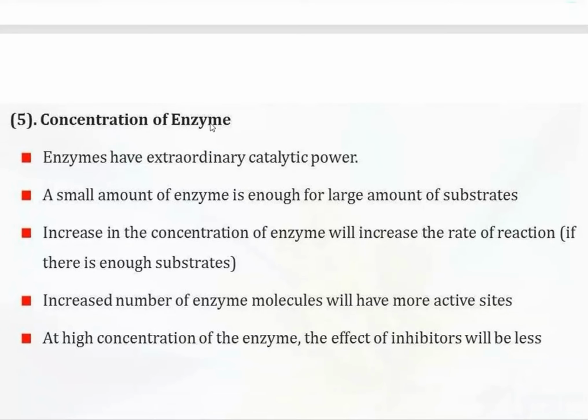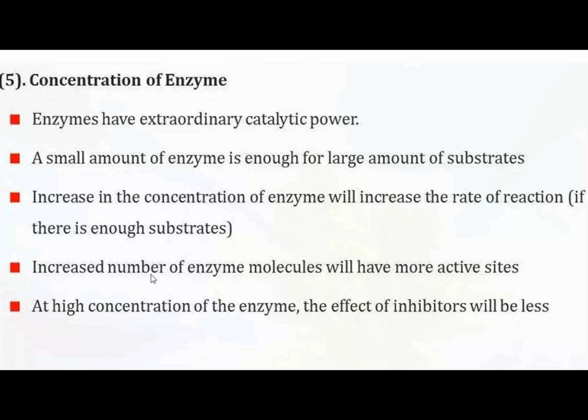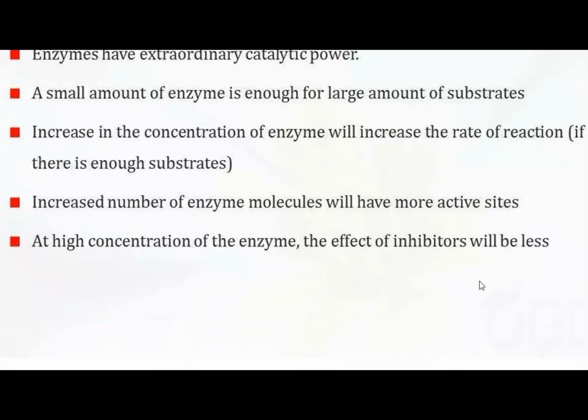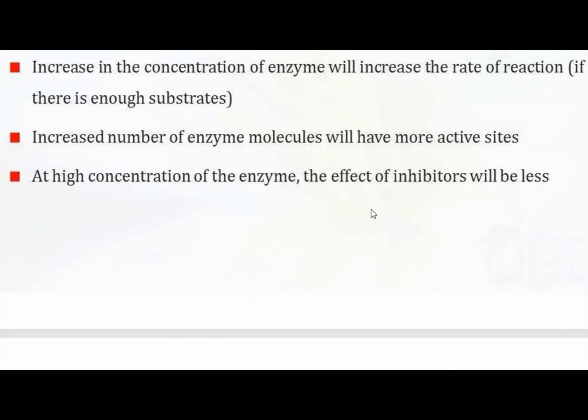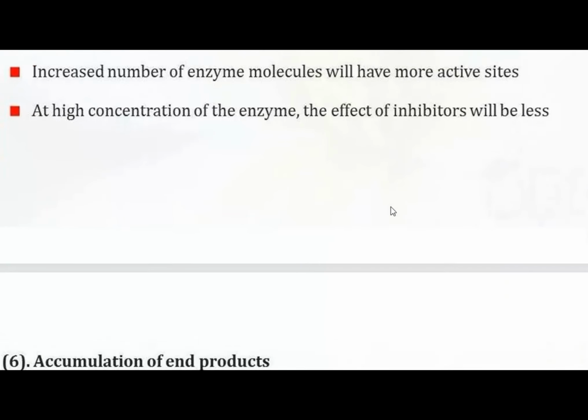Another factor is the concentration of the enzyme. Enzymes have extraordinary catalytic power. A small amount of enzyme is enough for a large amount of substrate. So increasing the concentration of the enzyme will increase the rate of reaction, if there is enough substrate. An increased number of enzyme molecules will have more active sites. At high concentrations, the effect of inhibitors will be less.